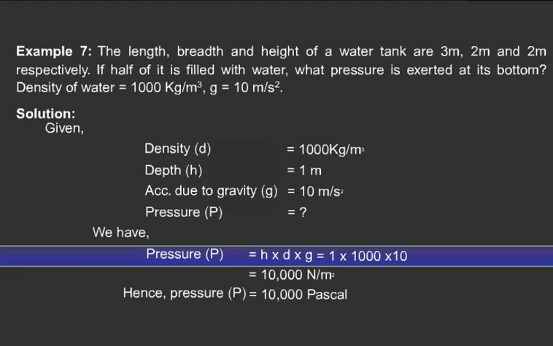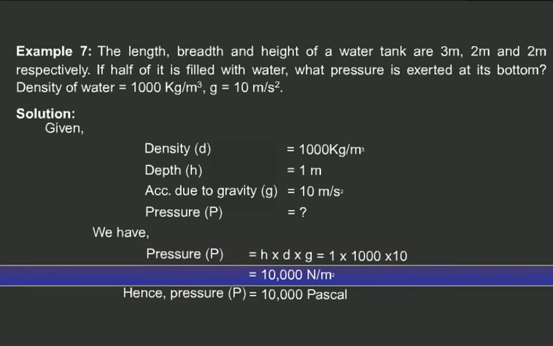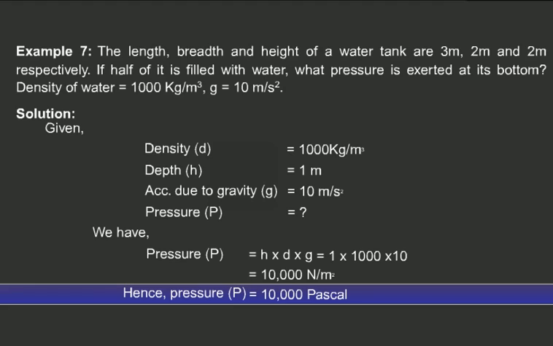So we write P is equal to 1 into 1000 into 10, which gives us 10,000 Newton per meter square. Hence, the pressure is 10,000 Pascal. Therefore, the pressure exerted at its bottom is 10,000 Pascal.